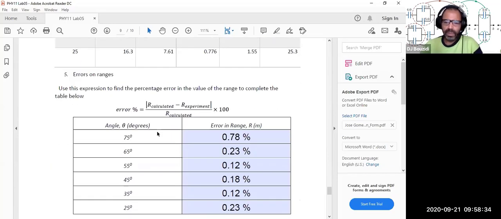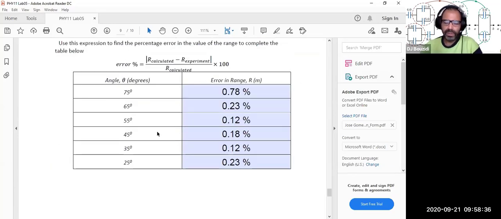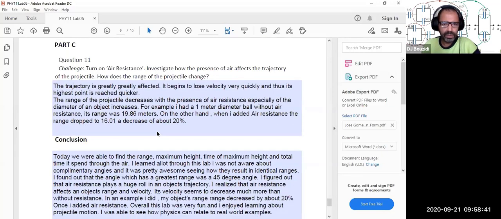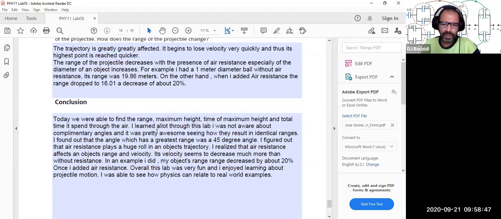This is the data. Now we calculated the errors, okay, yep, which I assume that you did a good job at. That's part C, where you did the friction, which, at least structurally, looks fine. Let's go down to the conclusion, and we're done and ready to submit.